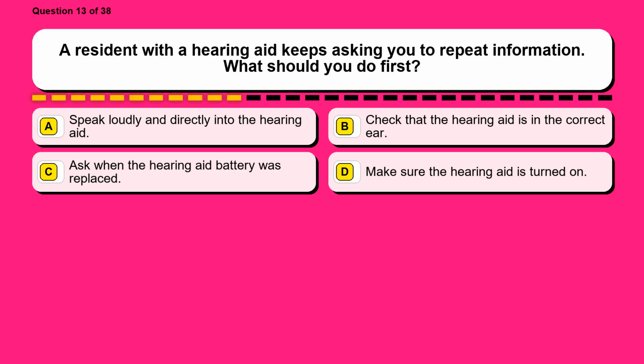Option A is speak loudly and directly into the hearing aid. Option B, check that the hearing aid is in the correct ear. Option C, ask when the hearing aid battery was replaced. Option D, make sure the hearing aid is turned on.